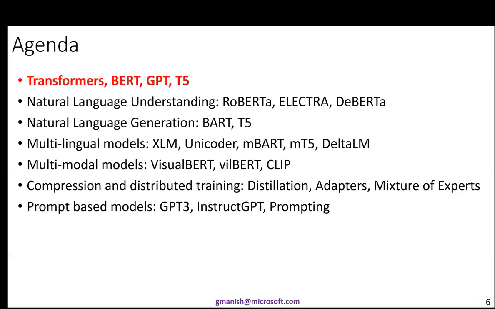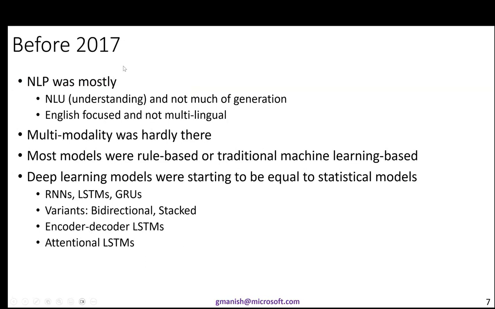Okay. So it all started with the transformers coming up, right? Let's therefore talk about that first. Before 2017, NLP was very different. It was mostly natural language understanding and not so much generation. It was mostly English and not so much multilingual. Multimodality was not even there, or if it was, it was in its infancy, not as accurate as it is now. Most models were rule-based or traditional machine learning-based. People believed in statistical machine translation rather than deep learning-based translation.